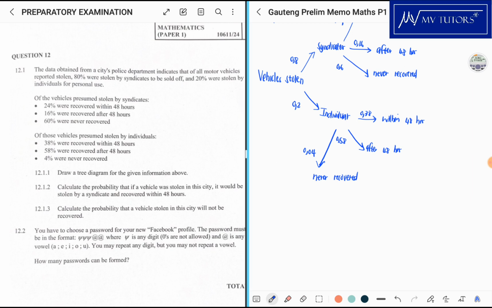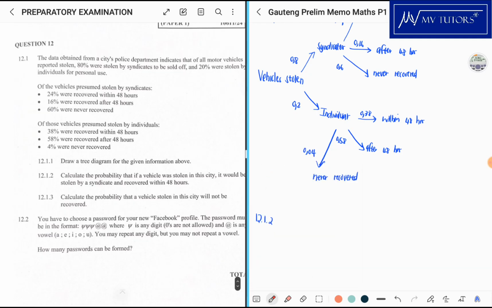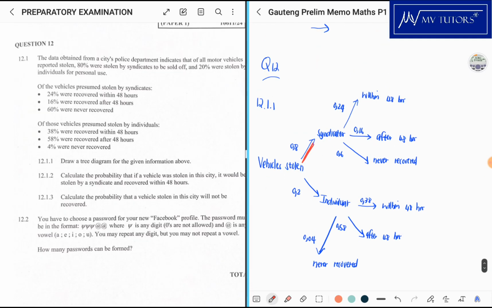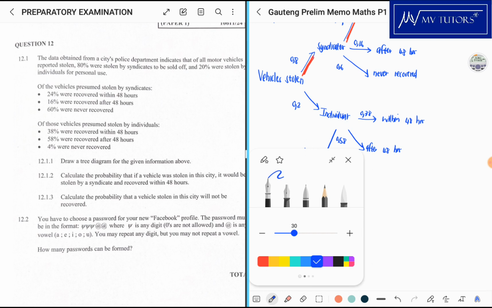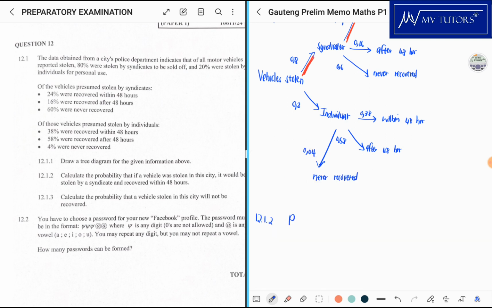Okay, so now second question. We're done with the sketching. It says, calculate the probability that if a vehicle was stolen in this city, it would be stolen by a syndicate and recovered within 48 hours. So stolen by a syndicate, we're going this route, and recovered within 48 hours. So there we go. Okay, so we see how the probability will be. So probability of syndicate and recovered within 48 hours.